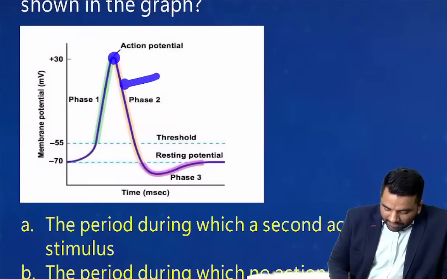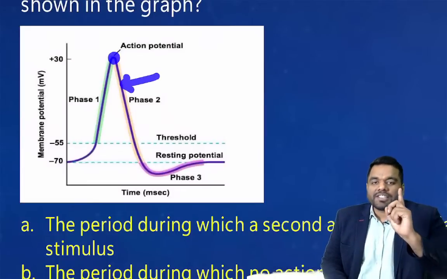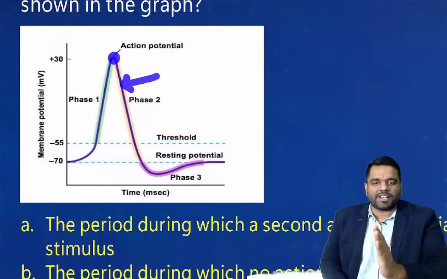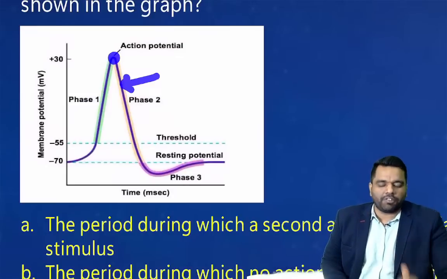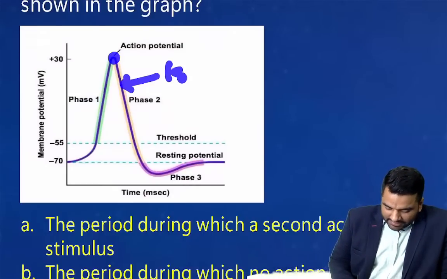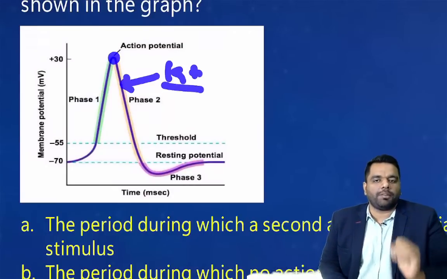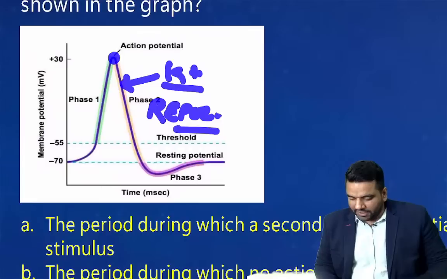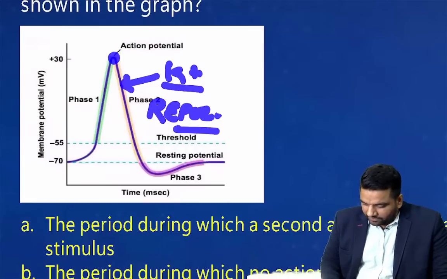And now what will happen in phase 2? In phase 2, potassium starts moving out. So potassium efflux will happen. At this stage, the potassium outflux happens, and this phase is called the repolarization phase.